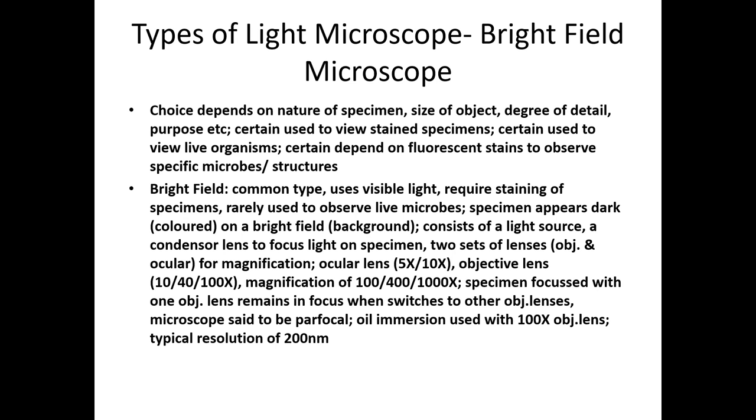First of all, nature of specimen, then size of object, degree of detail, purpose, etc. Nature of specimen means if we are going to observe live microorganism, we will use one type of microscope. If we are going to observe unstained microorganism, we will use another type of microscope. If we are going to observe stained microorganism, we will use one type of microscope. So all these things are your multiple choice questions, MCQs.